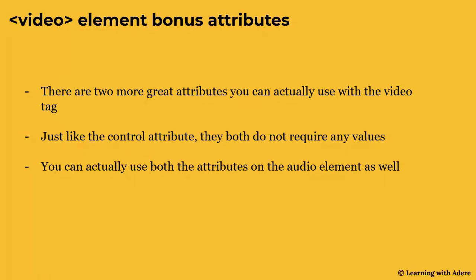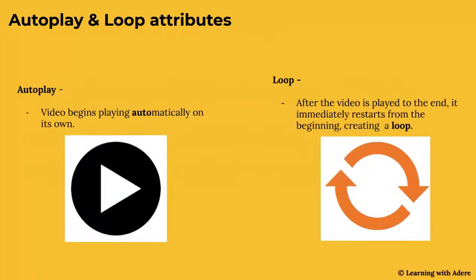There are two more great attributes that we can use for the video tag. And just like the controls attribute, both of those attributes do not require any values to be passed with them. You can use both attributes on the audio element as well. The first is autoplay and the second is loop. With autoplay, the video begins playing automatically on its own. That auto word is basically automatically. So the video starts playing the second it's loaded.